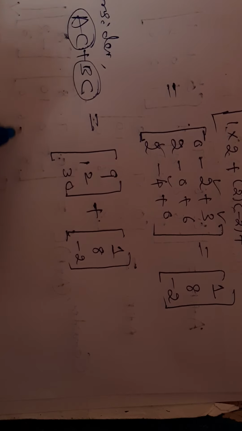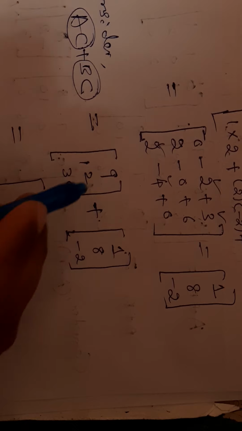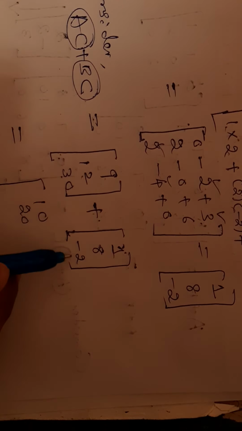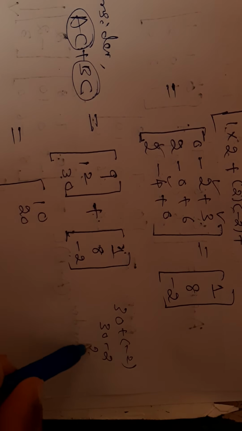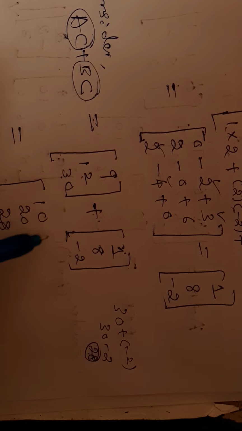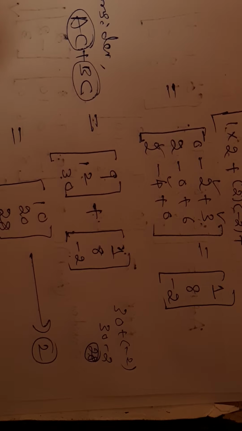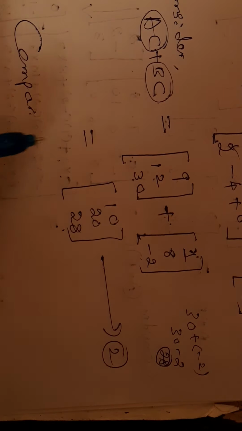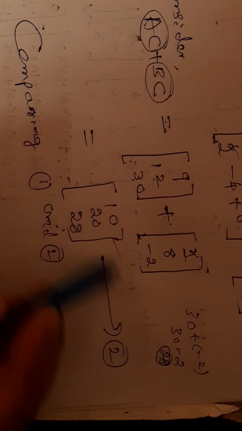Let us add these two column matrices. Corresponding elements are added. So 9 plus 1 is 10, 12 plus 8 is 20, 30 plus minus 2 is 30 minus 2, that is 28. Let us call this equation 2. So 10, 20, 28. Now let us compare equation 1 and 2.